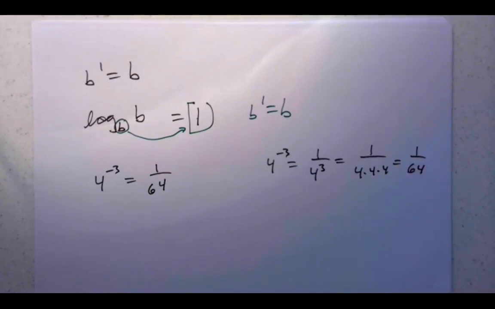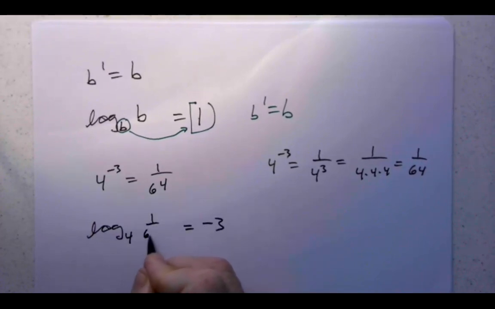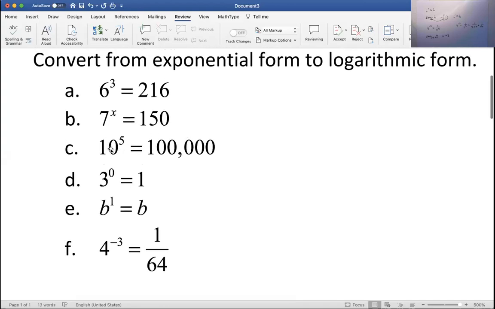How do I write this as a logarithmic expression? Log base, the base of the exponential is the base of the log. Exponents on the other side, 1/64. So log base 4 of 1 over 64 equals -3. So looking at these, the one thing I want you to remember is the base of the exponential is the base of the log. And remember, if you have log base 10, if I just write log, that means log base 10.